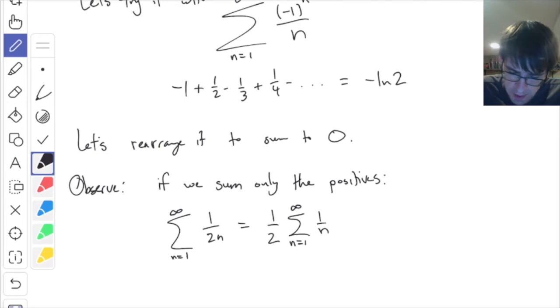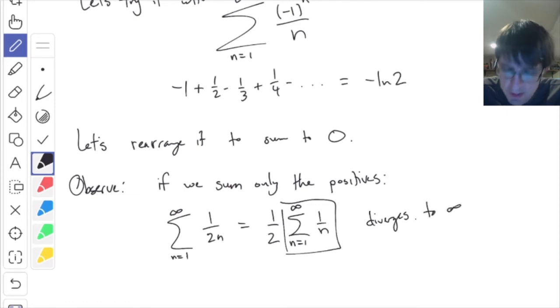So that part right there diverges. Can I just say, to infinity? It means if we take only the positives, they will eventually add up out to infinity. All the positive ones will add up as high as you like, diverging.